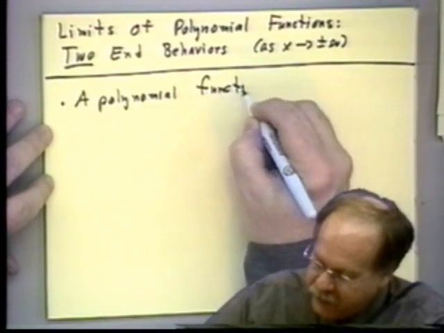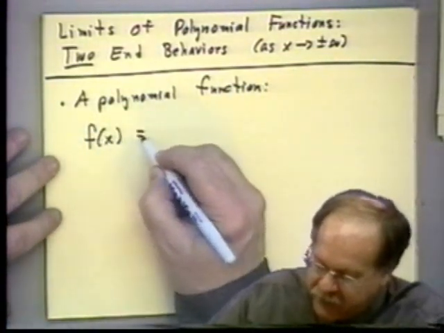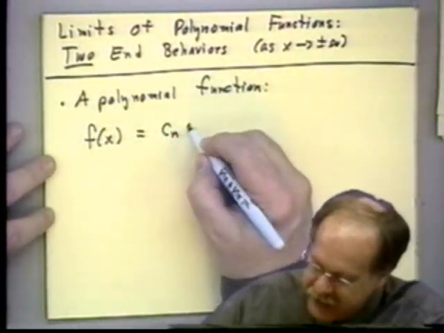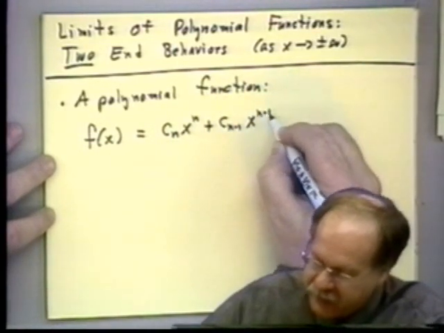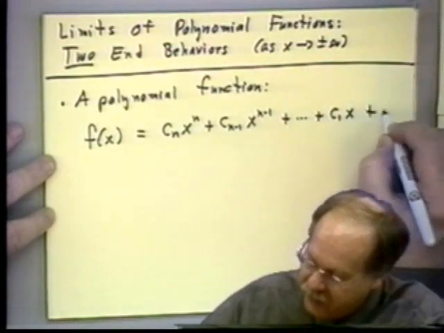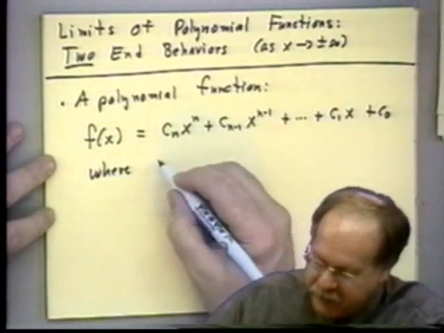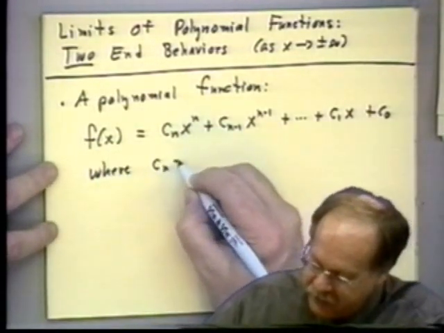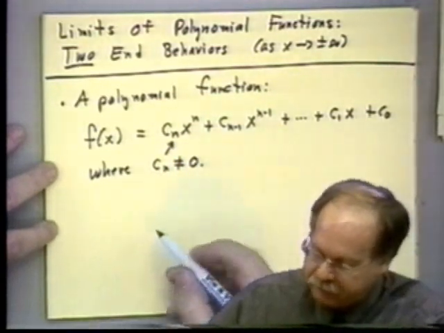A polynomial function. What does that look like? Well, let's call it f of x. It's going to be c_n x to the n plus, say, c_(n-1) x to the n minus 1 plus ... down to c_1 x plus c_0, where, in order that we are talking about something that's not nonsense, the leading coefficient c_n is non-zero.